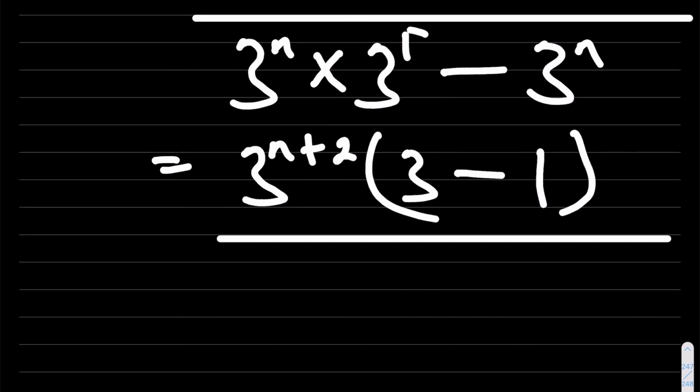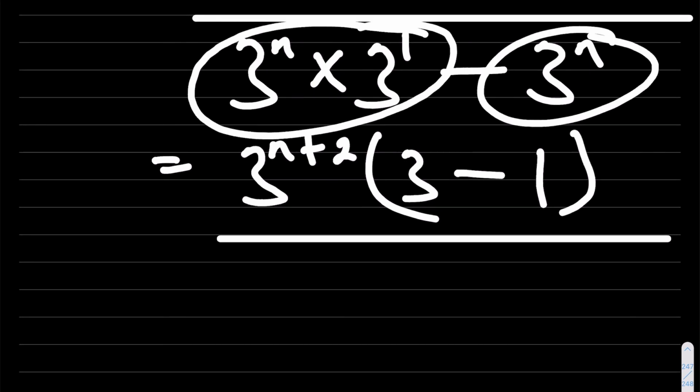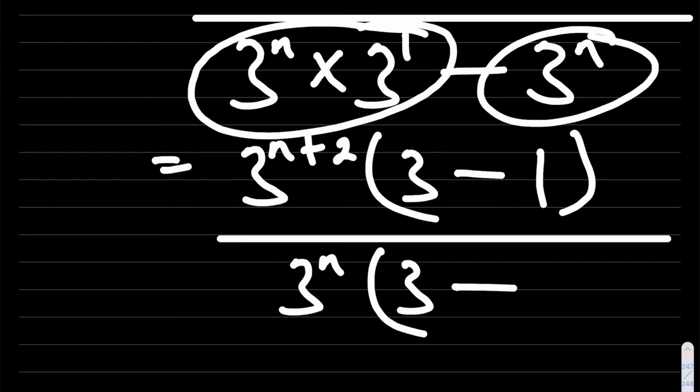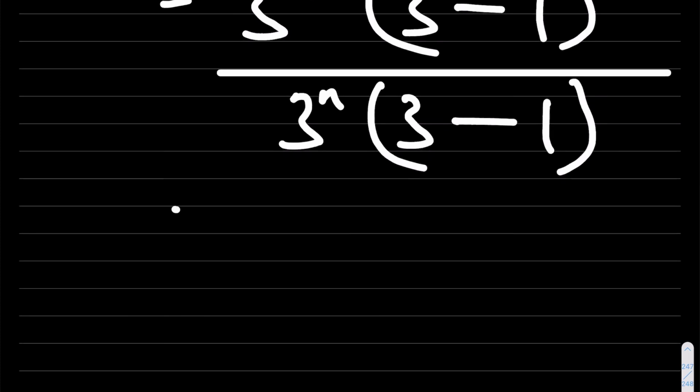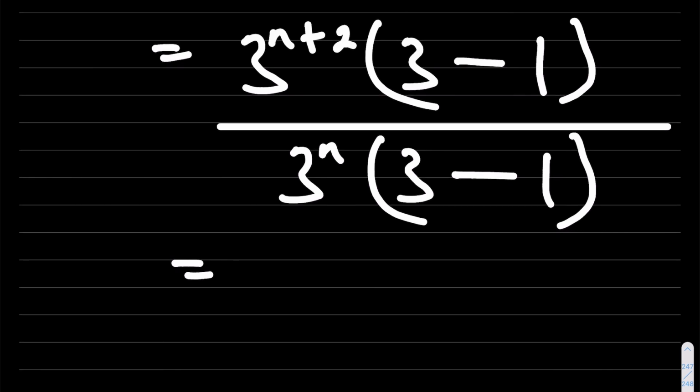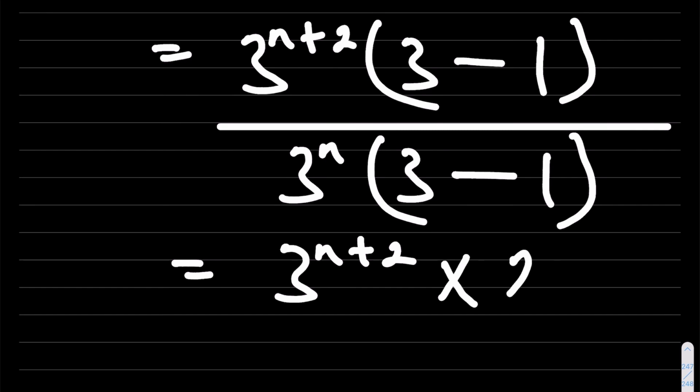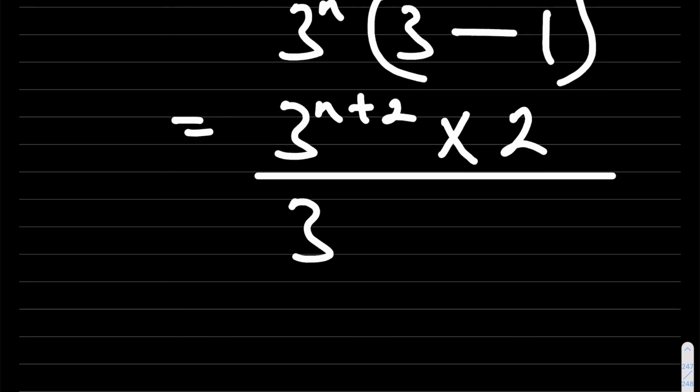Now I'm factoring 3 raised to power n out of this term and this term, and that simply means 3 raised to power n into bracket 3 raised to power 1, which is 3, minus 1. And that means 3 raised to power n plus 2 times 2 all over 3 raised to power n times 2.